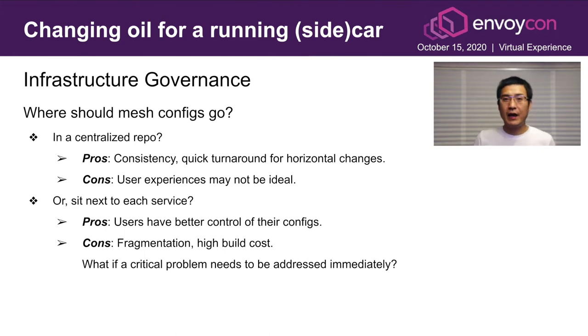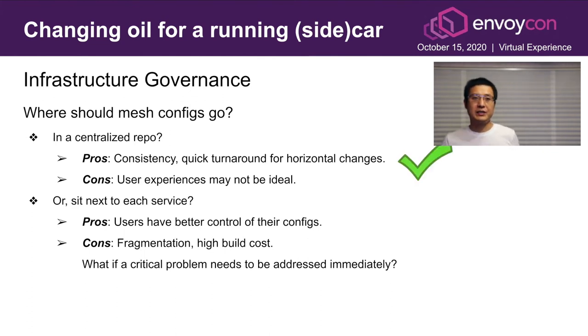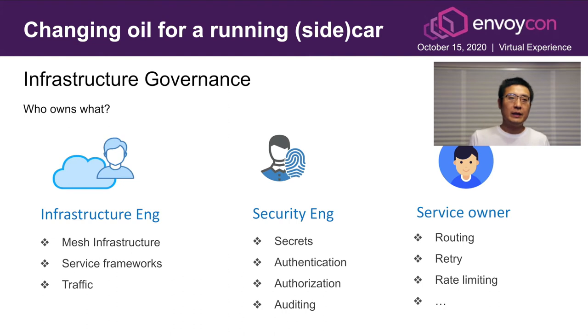So based on that, the choice we made is to use a centralized repo, with everyone checking their configuration into it. Another question with regard to infra governance is who owns what? Mesh is big. No matter how many meshes you have, you always have this problem, who owns what? At Pinterest, we have three personas: infrastructure eng, security eng, and service owner. Each of them owns different things of the mesh, as I listed here.